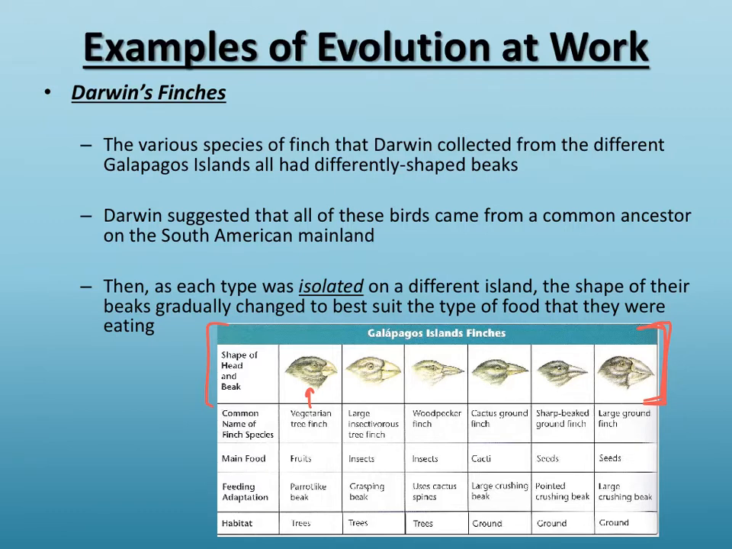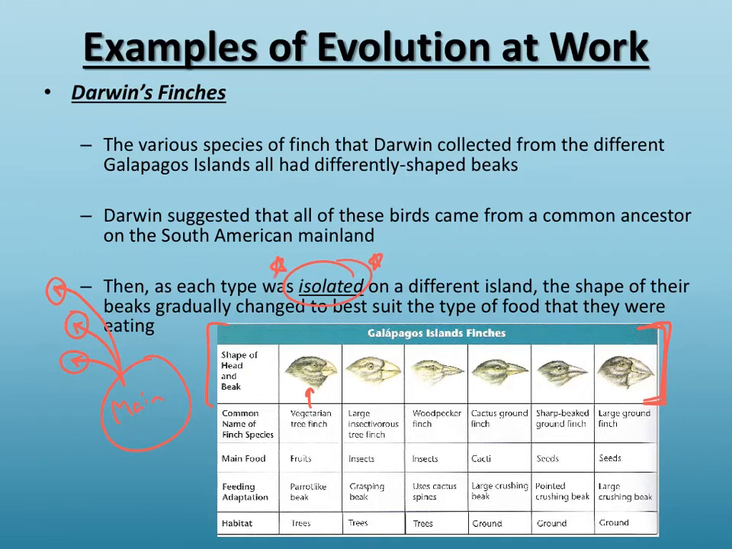Now, Darwin says that each of these birds, although they are different species today, came from a common ancestor on the South American mainland. And what we would maybe see is, if you think of this as our mainland, and you've got these islands out here, what we might see is that the birds make their way to an island, and then they become isolated. And isolation is the name of the game.